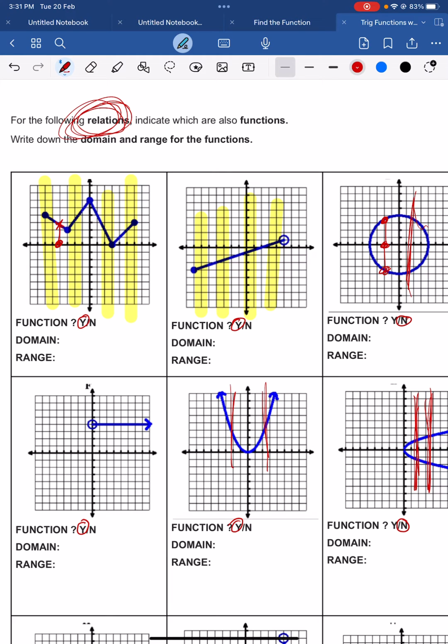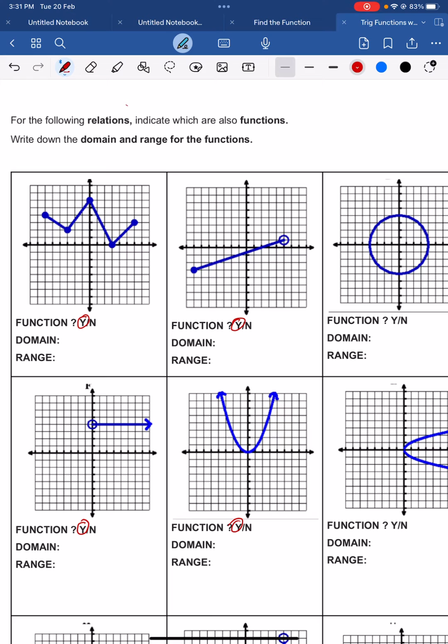So once you've identified function or not function, we go ahead and find the domain and range. Now, it's important to know that we can find the domain and range for all of these pictures, right? All of these pictures, but we're just going to concentrate on the functions. All right, so again, I'll just concentrate on the functions now.